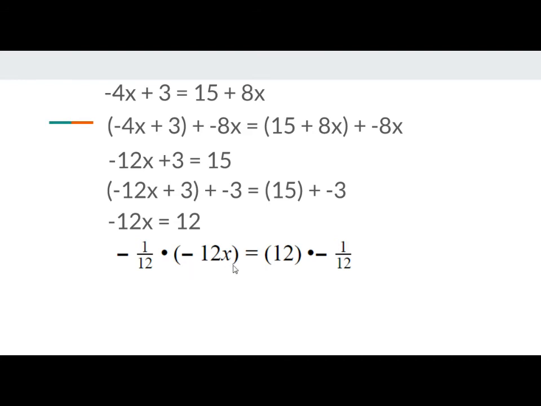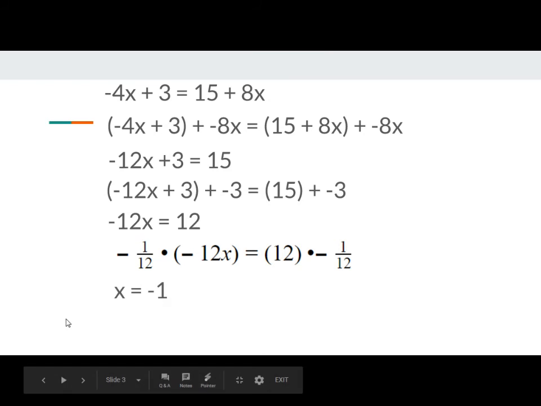So rather than dividing by negative 12, I could multiply by negative 1/12, because negative 1/12 times negative 12 is the same as 1. You're multiplying and dividing. This fraction bar means divided by 12. So you're multiplying and dividing by negative 12. You're going to end up with just x. And the answer ends up being that x is negative 1.